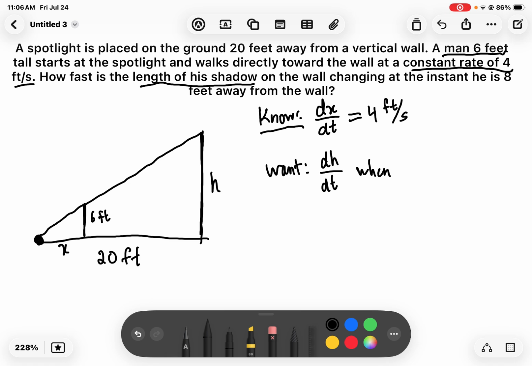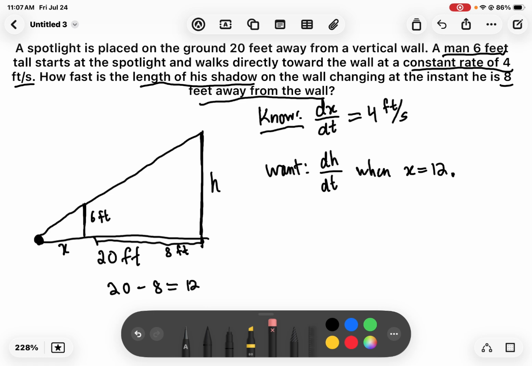So then when it says how fast is the length of the shadow on the wall changing at the instant he's 8 feet away from the wall. Remember, x is the distance the man is from the spotlight, but this is saying the distance he is from the wall. So it's when this length right here is equal to 8 feet. Then what is x in that case? Well, the total length of the ground is 20 feet, and we can subtract 8 feet, so we get that x is equal to 12 feet. So basically, we want dh/dt when x is equal to 12. All right, so that's what we want.